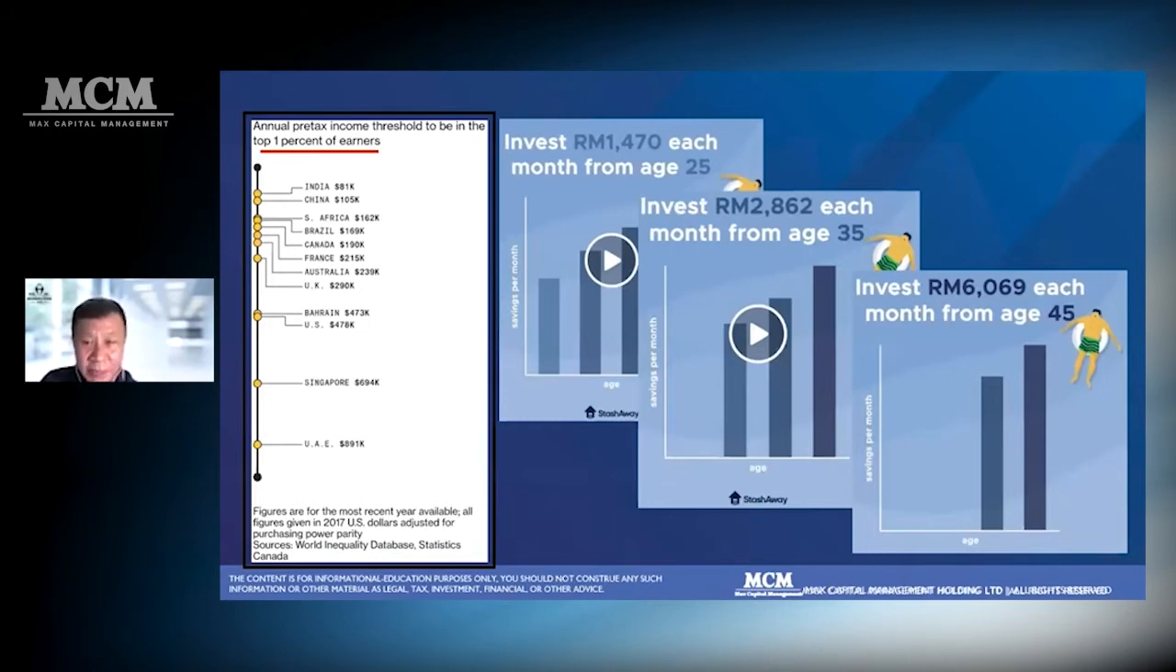If you start late, by 45, you need 4 times what you save when you are age 25. At 25, you only need 1,004. By the time you're age 45, you need at least 6,000 a month, so that at retirement age, you're going to get ₦1,000,000 for your retirement.